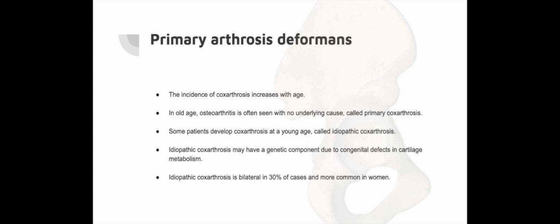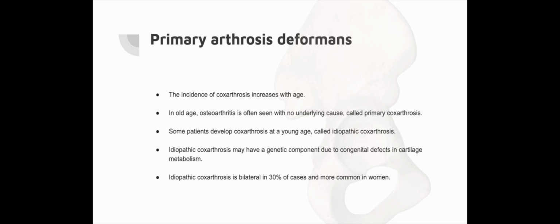Primary arthrosis deformans. The incidence of coxarthrosis increases with age, and in old age, osteoarthritis is often seen where no other underlying pathology is found. This is often referred to as primary coxarthrosis, where it is assumed that age is the causative factor. However, there are also patients in whom this osteoarthritis develops at a relatively young age, with otherwise anatomically normal hip joints. By exclusion, one then speaks of the primary or idiopathic form of coxarthrosis.